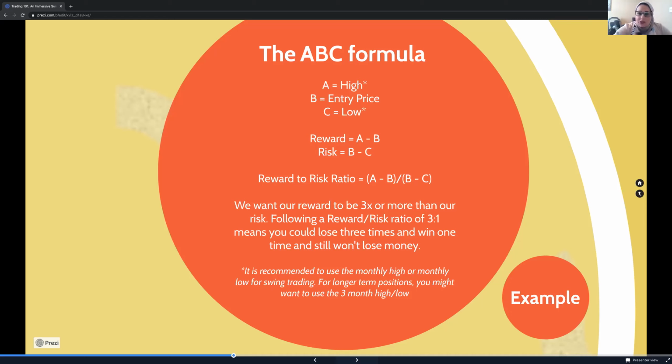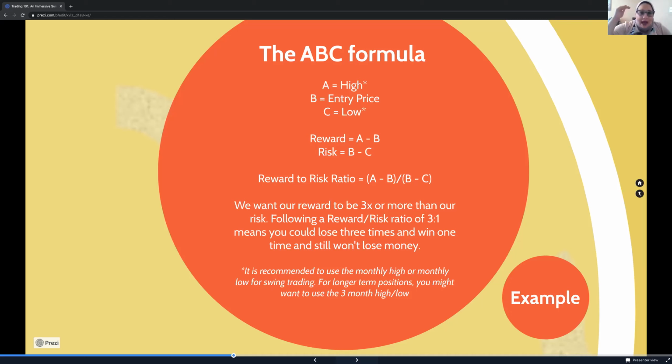So what we want to do is take a stock that we're looking at. Let's say we're looking at Square. We open up a time period of 1 month. 90% of the time that I apply this formula, I'm looking at a 1 month chart. So let's say we're looking at 1 month.